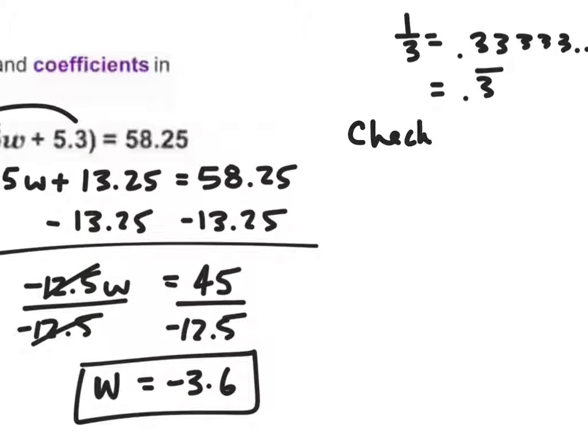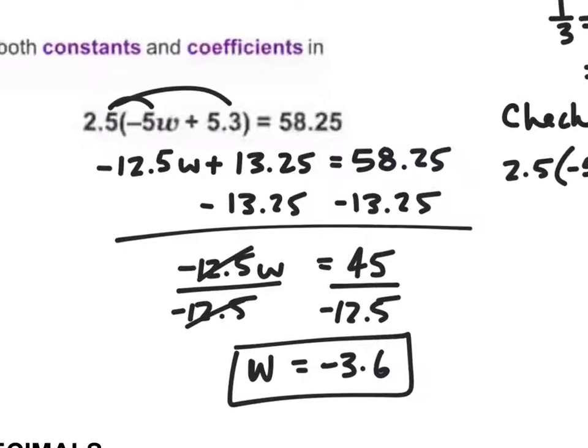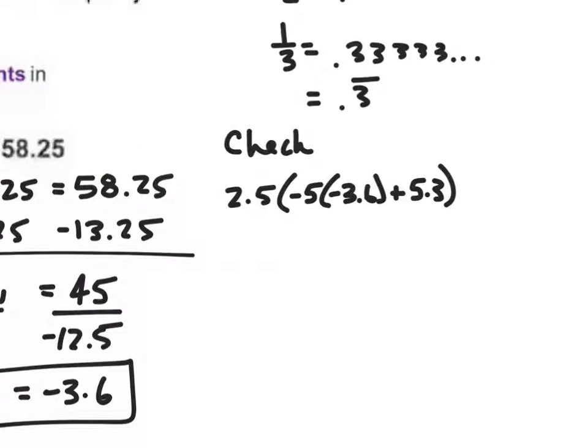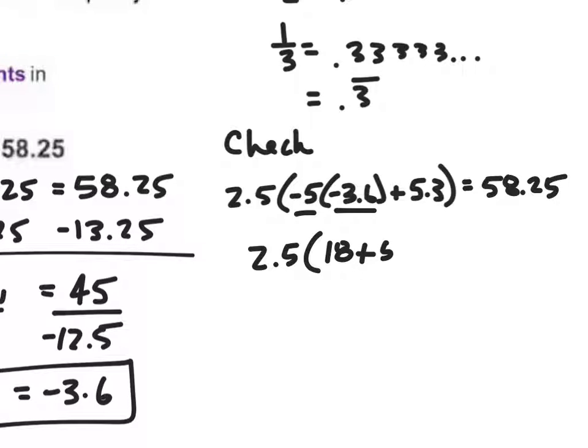Now what we want to do is check to see if we're right. If we check, we're going to get 2.5 times negative 5 times negative 3.6 plus 5.3 is all of that. Let me make sure I did that right. Is that equal to 58.25? Let's multiply our numbers here. I've got 5 times 3.6. Both of those are negative, so we're going to get a positive 18 out of that. So I've got 2.5 times 18 plus 5.3. 18 plus 5.3 is going to give us 23.3.